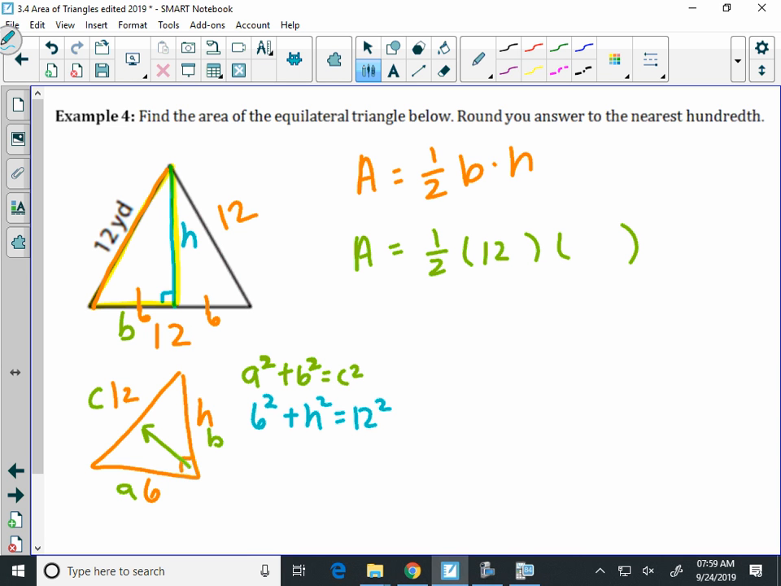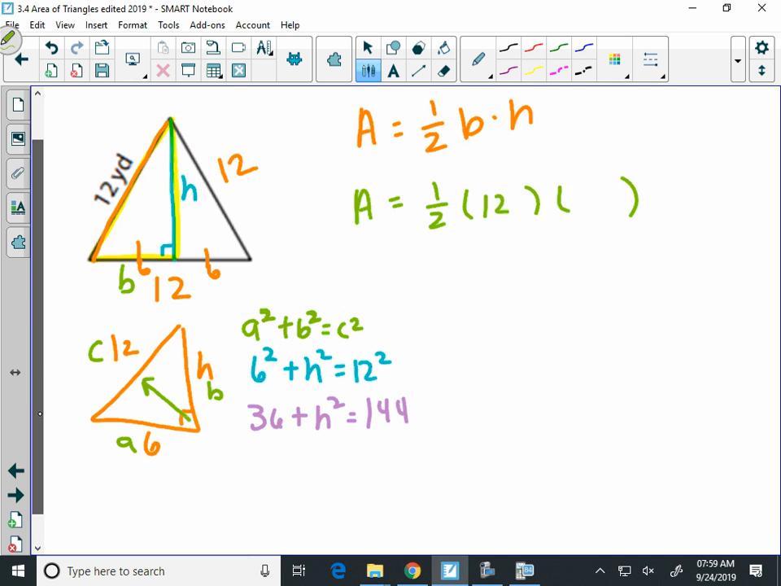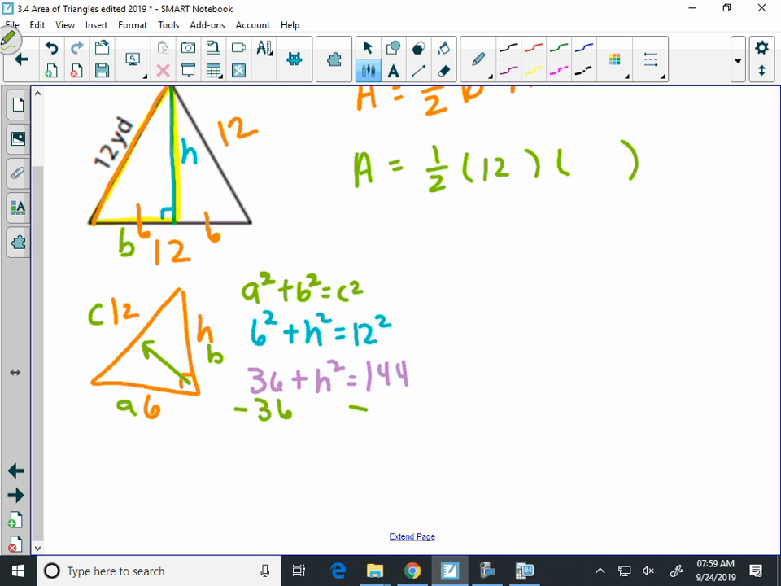What is 6 squared? 36. Well, that's H squared. What's 12 squared? 144. To get H by itself, we have to move that 36 over. What's 144 minus 36? 108. And then what do we still have left to do on both sides? Our height is not 108. What do we still have left to do? Square root. Don't forget that step. So our height, again, just leave it as radical 108. Don't round yet.